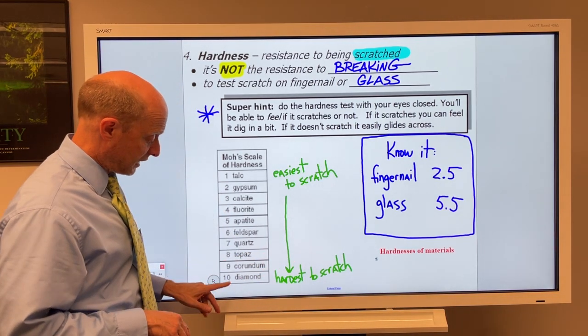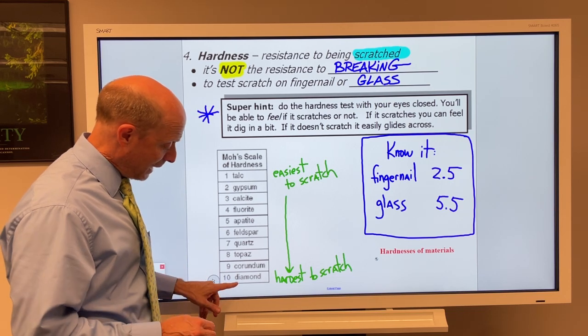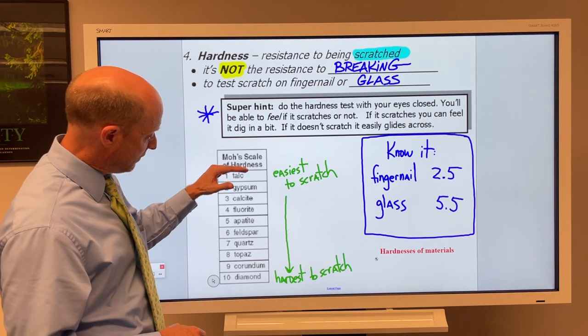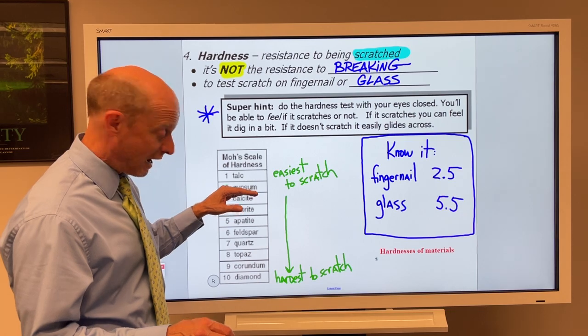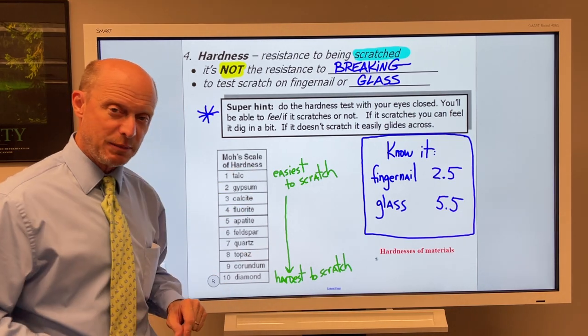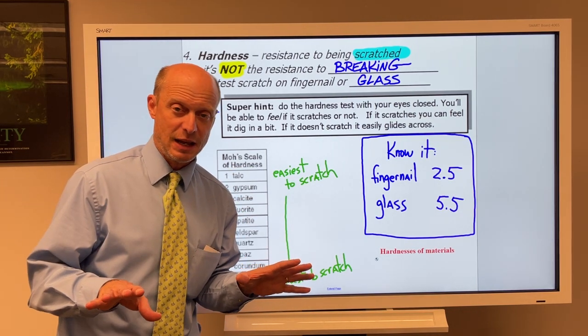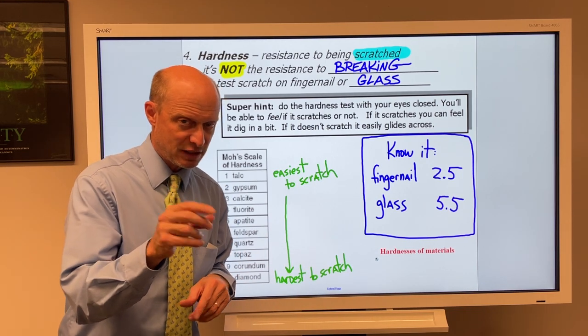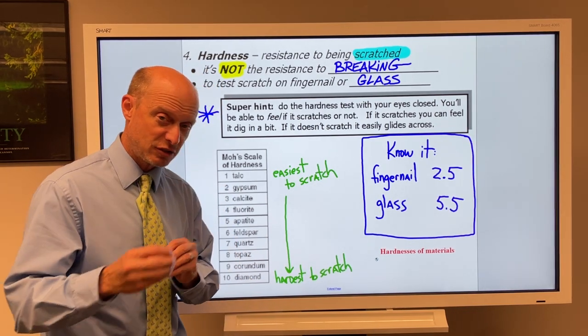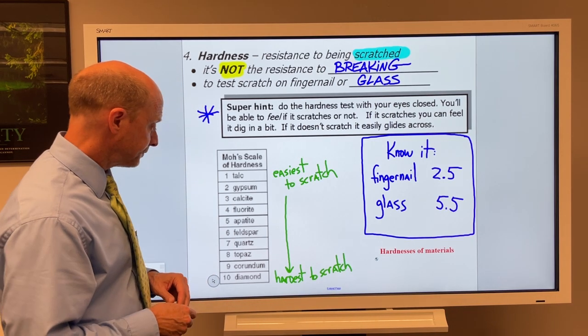So basically it goes like this. A diamond could scratch everything else here, but none of these can scratch a diamond. Nothing can scratch a diamond except another diamond, because it has the same hardness. So a diamond can scratch a diamond.